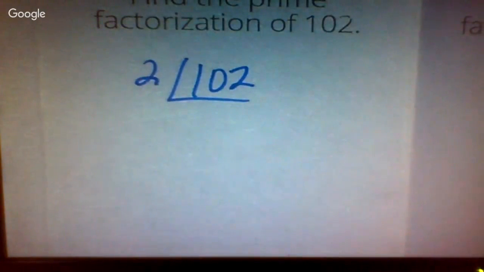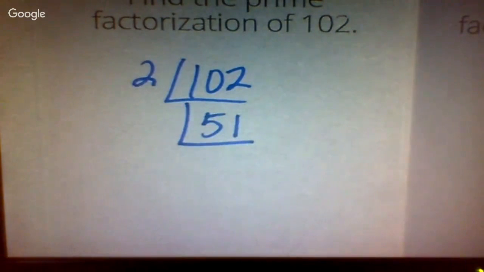102. Let's get paid. We start with 2. 51. What's that? 5. This isn't radio anymore. It is not divisible by 5. Remember, if it's divisible by 5, it has to be 5 or a 0 at the end.